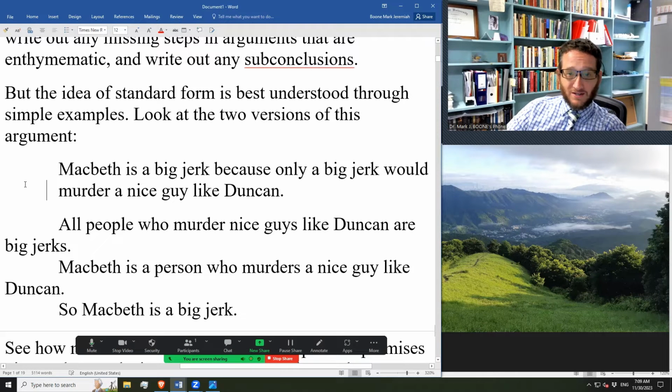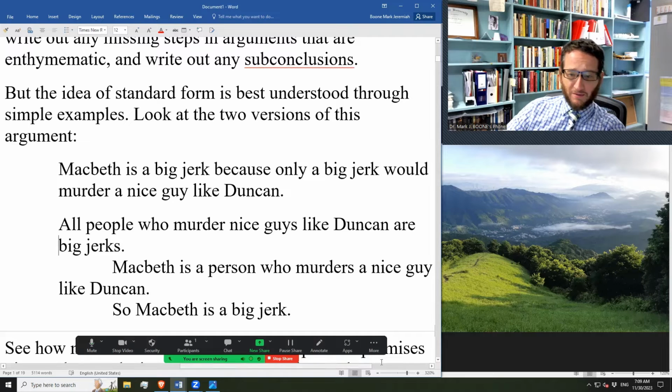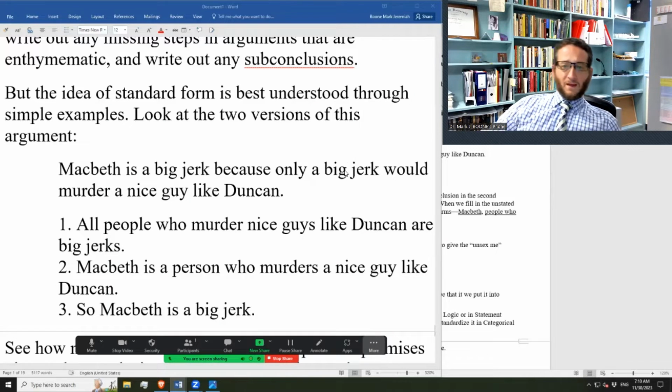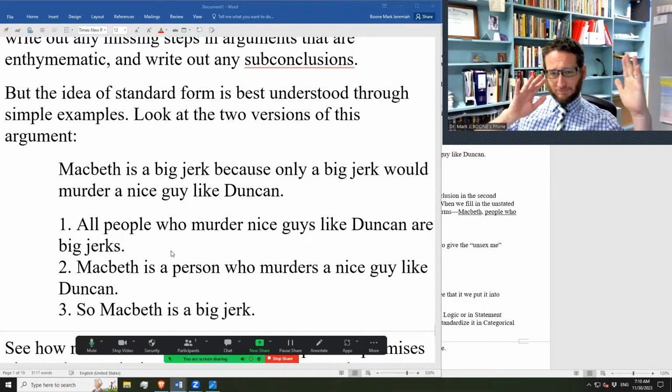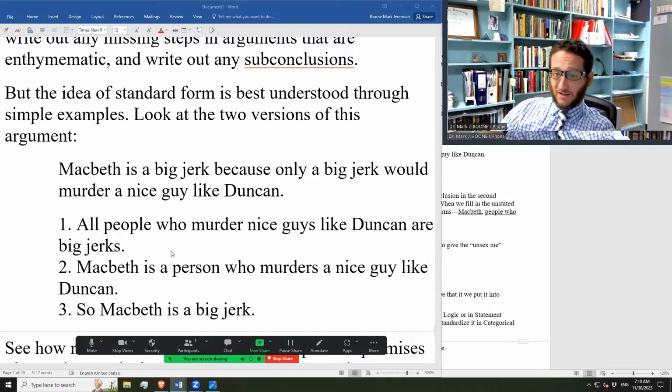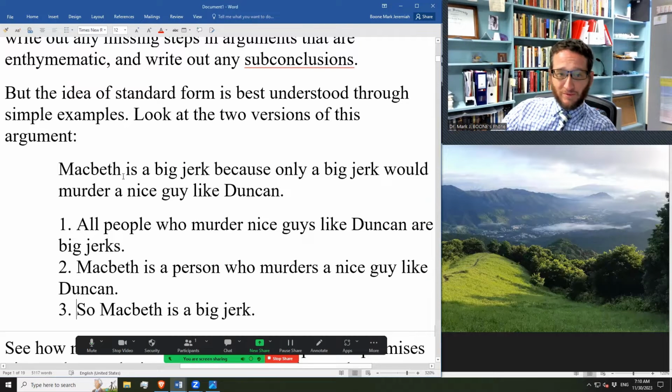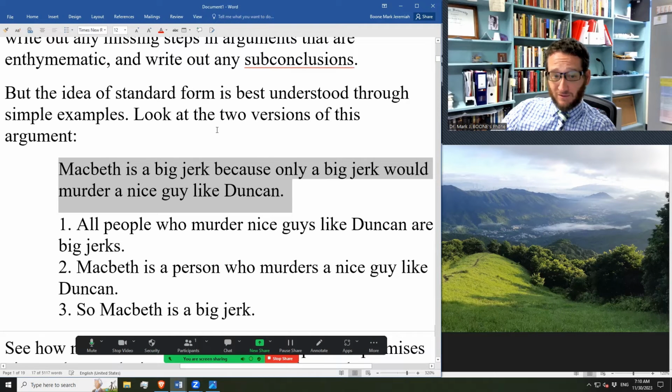Let's look at 2 versions of this argument. And I'm going to pause this video and straighten out the text here. The text actually looked okay in the original document, but I've done so much indentation and zooming in, so that I can zoom in so much that it screwed up the formatting. Anyway, let's look at 2 versions of this argument to illustrate the idea of standard form.